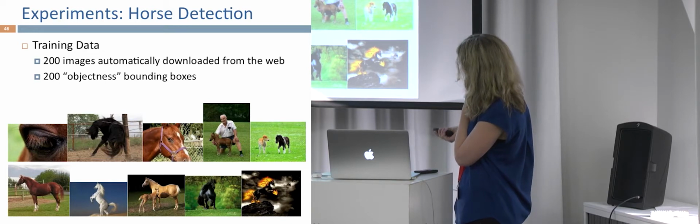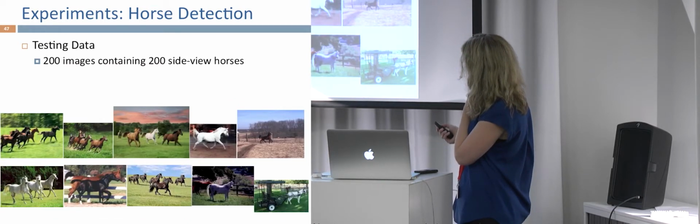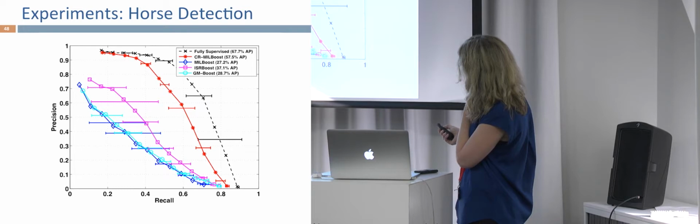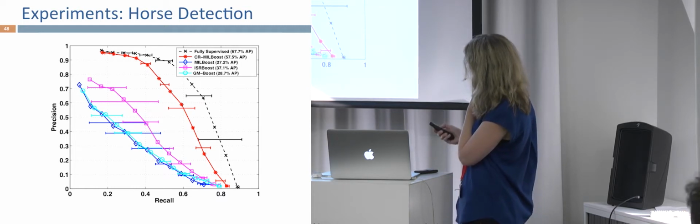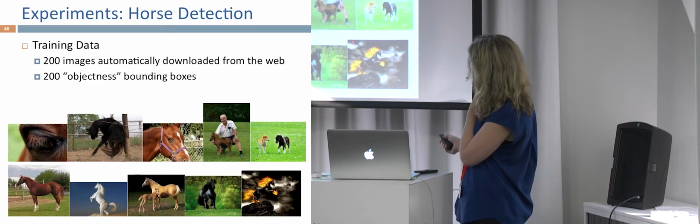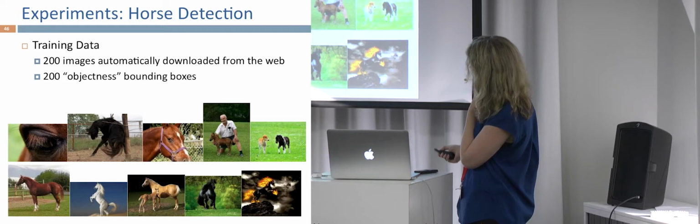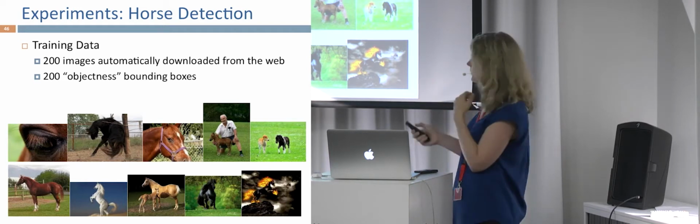We also did an experiment on horses. Again, we downloaded some horse images from the web and tested on the INRIA dataset that also has horses in it. We get similar results here. In fact, we get an even higher AP of 57 for CR-MIL-boost than before, potentially because these images might have been easier than the pedestrian images. We do end up having horses front and center in images more often.